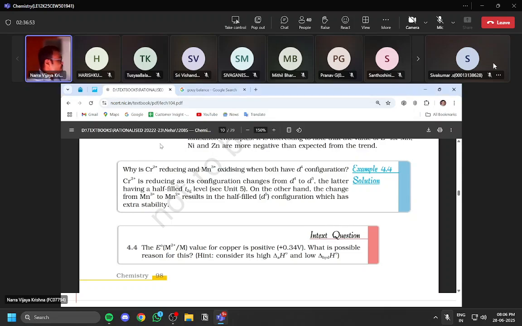Chromium plus 2 is reducing as its configuration changes from d4 to d3. In d3, there is a half filled t2g. On the other hand, the change of Mn plus 3 to Mn plus 2 results in d5 configuration, which has extra stability. Are you able to understand?